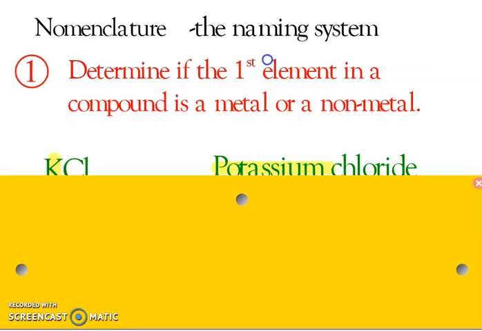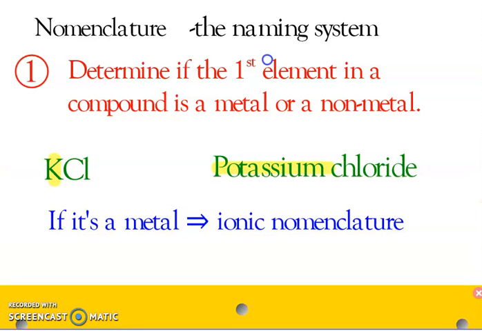All right, so our first scenario is if the first element is a metal, something like KCl or potassium chloride. The K, or potassium, that's a metal. So that tells us right away we're going to be using the ionic nomenclature method. So in Schoology, there's an assignment called monatomic and polyatomic ion nomenclature. So the first thing we're going to start with is that one.